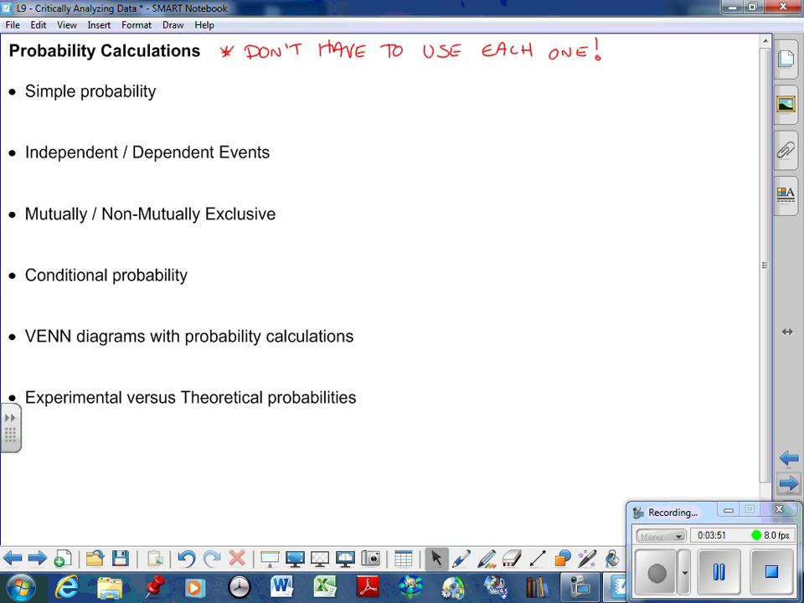So what do you have at your disposal? You have your simple probability. So you can do your probability of stopping someone in the hallway and they end up being a hockey player. Independent versus dependent events. I'll do the independent example here. What is the probability of someone playing hockey and playing soccer, for example? I'm using sports examples here. It jumps into my mind a little bit easier. But you can do that.